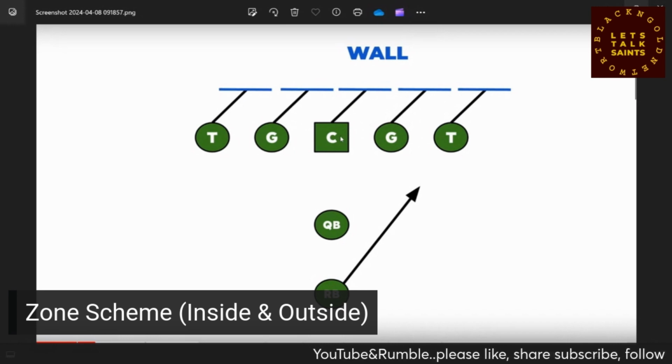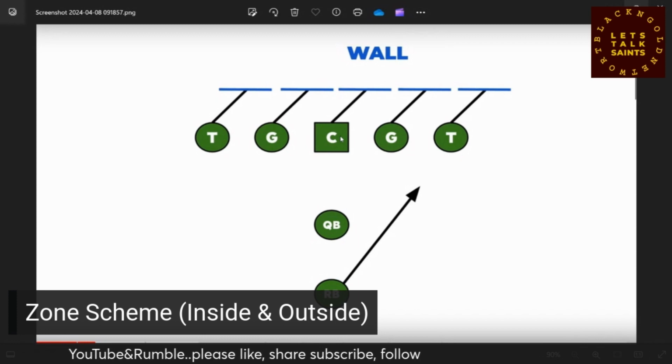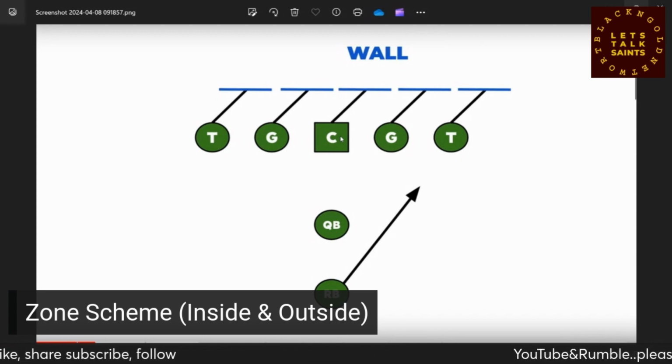And the second rule, or even in some cases the first rule, before the center makes a call, is identifying who his zero man or his Mike is that he's taking. And this is all before the snap of the ball.